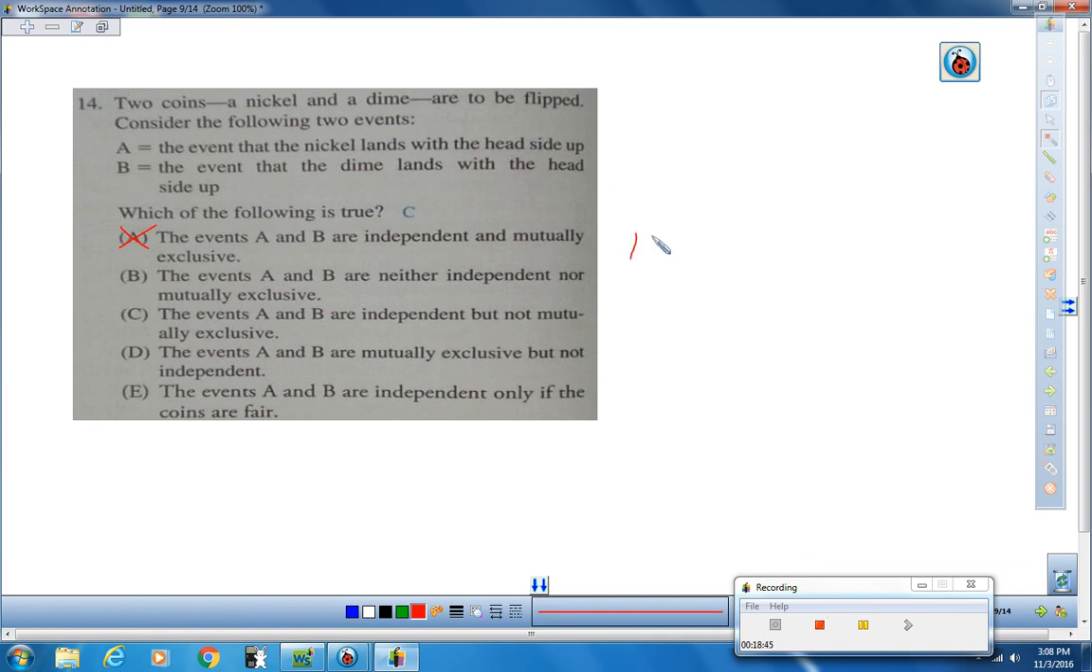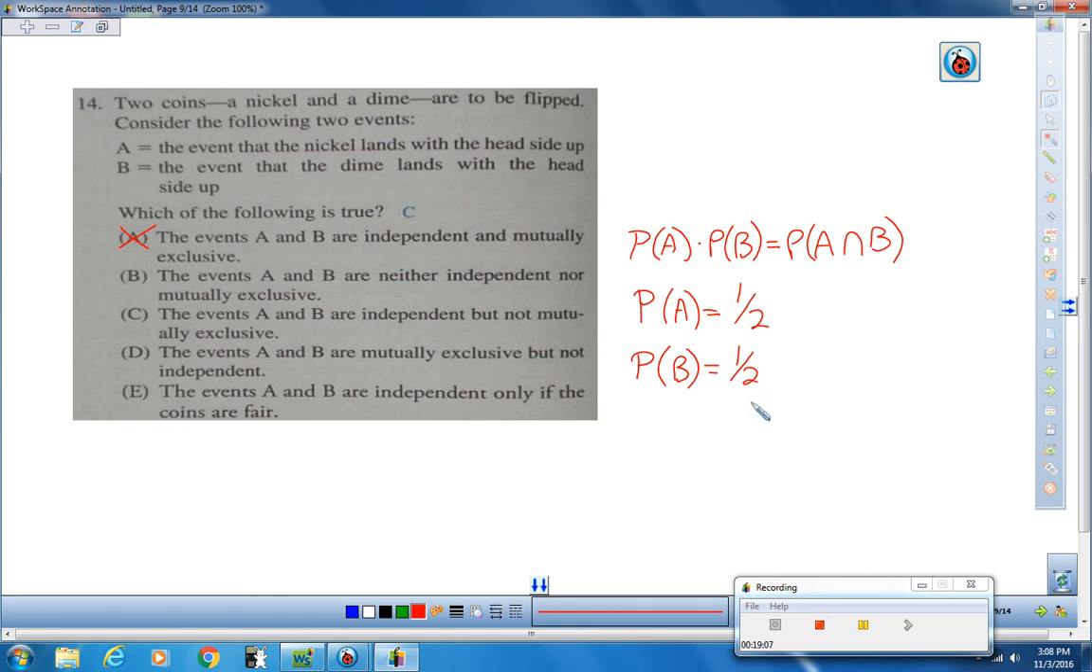So is the probability of A times the probability of B equal to their intersection, A intersection B? The probability of event A, a nickel landing head side up, is 1/2. The probability of event B, a dime landing head side up, is 1/2. The entire sample space is, if I flip my nickel first, heads or tails, and then with my dime, a heads or a tails. The probability of them both landing head side up is right here.